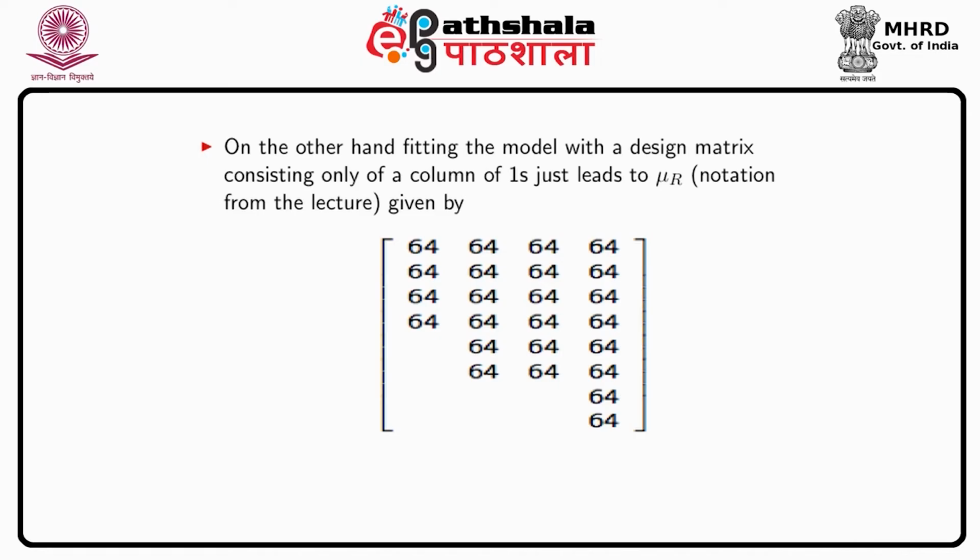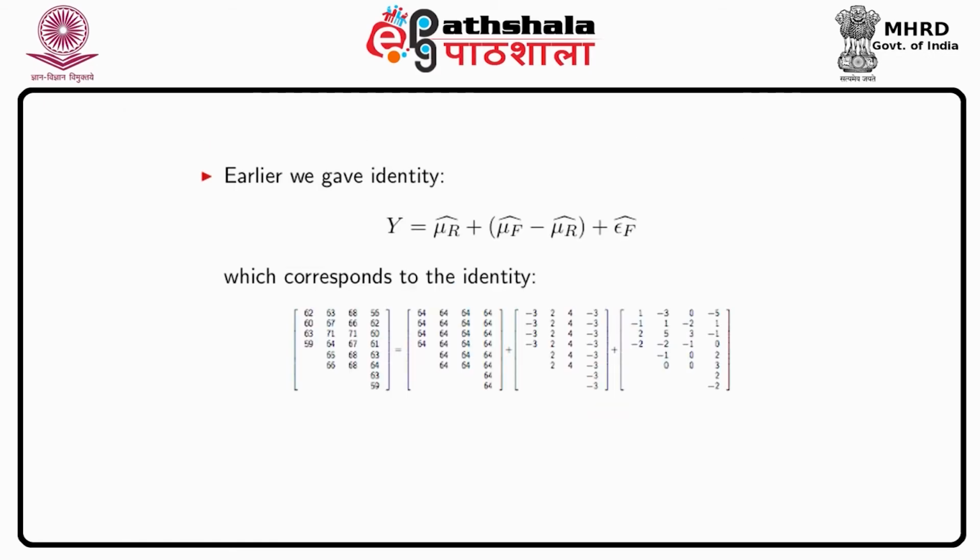On the other hand, fitting the model with the design matrix, which is the X matrix, consisting only of a column of 1s just leads to mu r hat, which is given by the following table. Earlier we had seen the identity of y equals mu r hat plus mu f hat minus mu r hat plus epsilon f hat, which corresponds to the following identity. Because we have calculated these quantities X prime X and X prime Y separately, we are able to write the above identity in the form of the matrix addition in the following form.